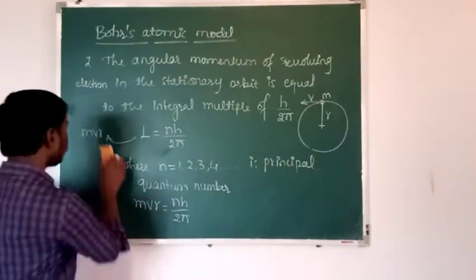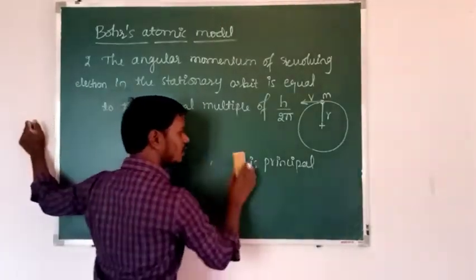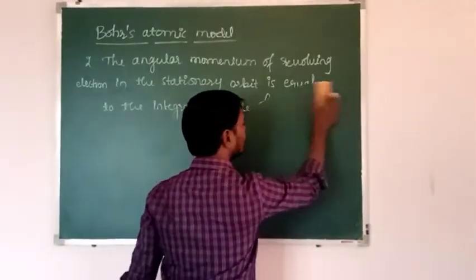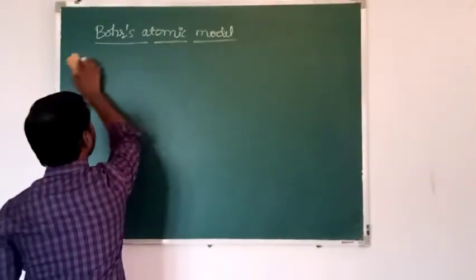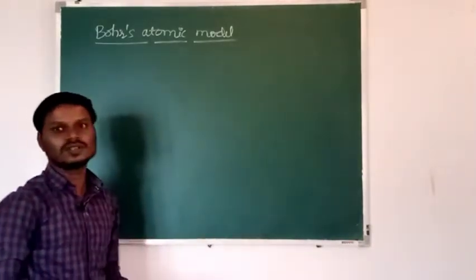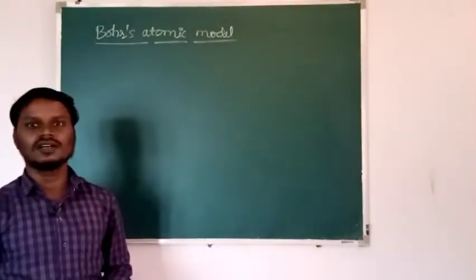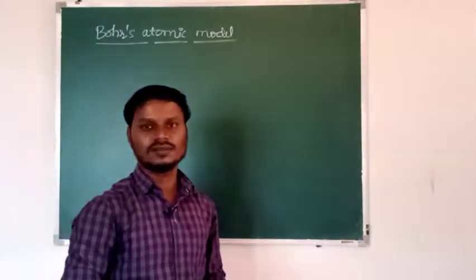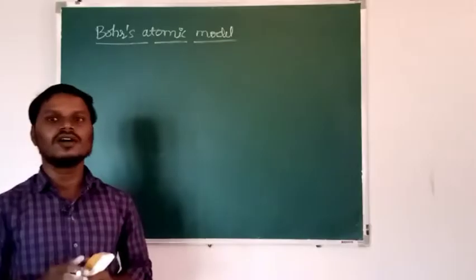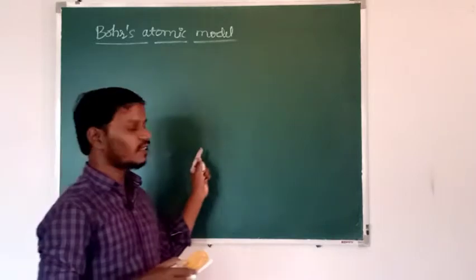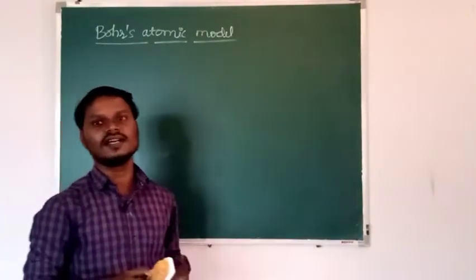Okay, next, what is the third postulate? Already you know the value of Planck's constant, that is 6.63 into 10 to the power of minus 34 joule second. Okay, then what about the third postulate? The energy associated with an electron in the given stationary orbit is due to the kinetic energy of the electron due to its orbital motion, and the potential energy of the electron due to the force of attraction between the nucleus and electron.